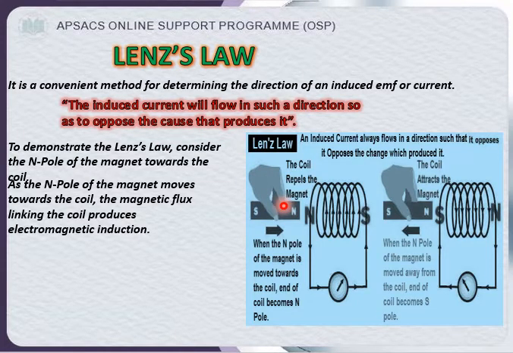Now what is the cause here? The cause is the increasing flux. What is increasing flux? If I am moving this bar magnet towards this coil, as we already know, the magnetic lines of force are stronger near the bar magnet. So the maximum number of magnetic lines of force are moving towards this coil. So there is the flux changing, changing towards an increasing value. That is why the same poles will appear on the coil, so as to oppose the cause that produces it.